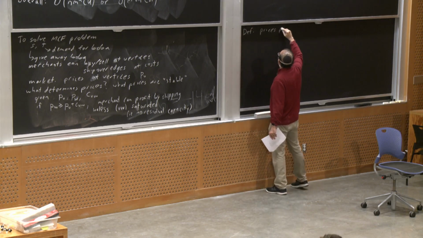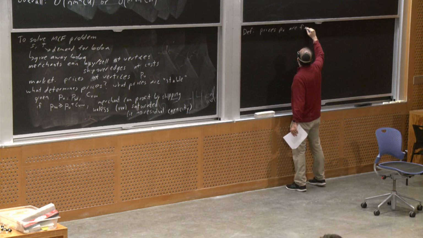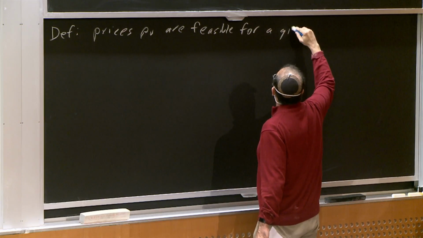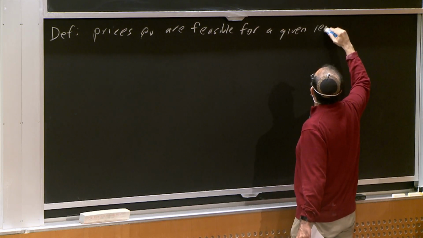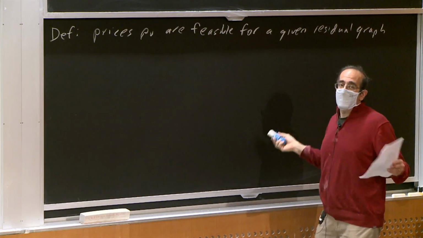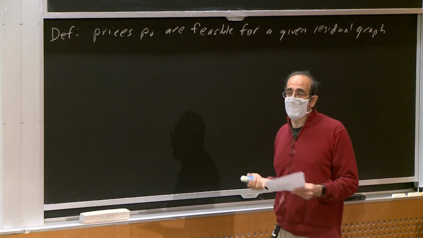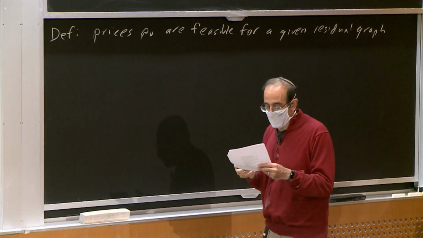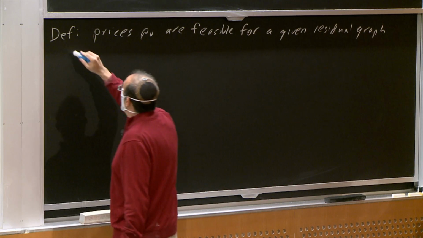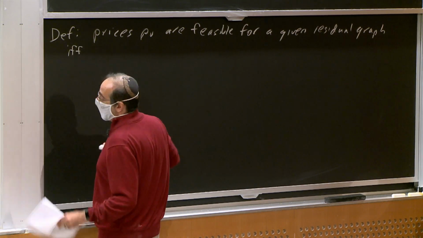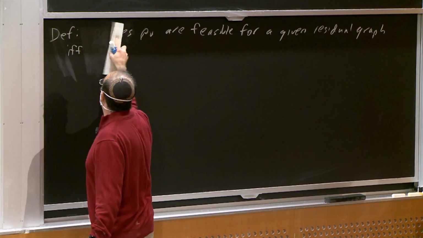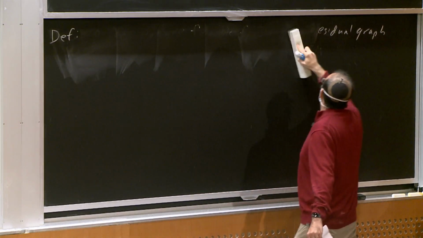We say that the prices PV are feasible for a given residual graph. So we might say they're feasible for a given flow or feasible for a given circulation, by which we mean for the residual graph that is left. If and only if, oh, sorry, doing things in the wrong order. Let's back up one step.